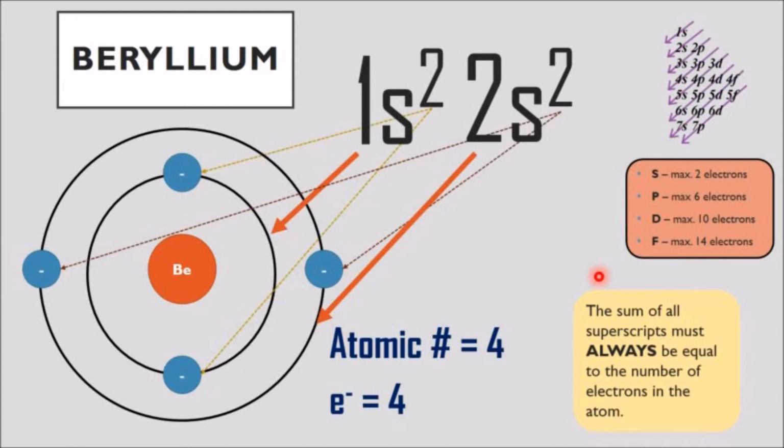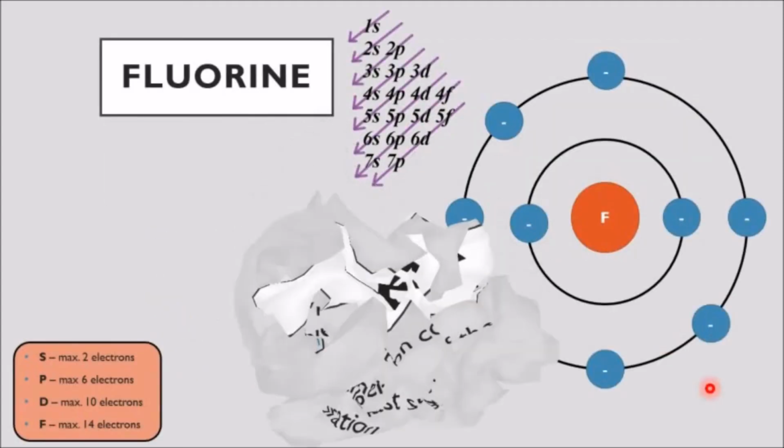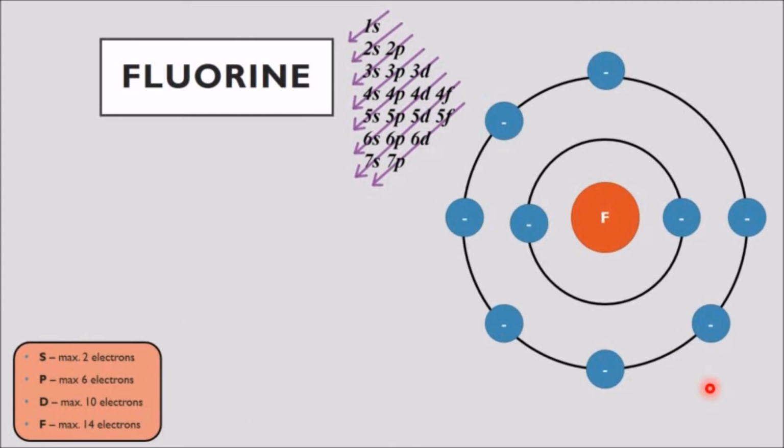Now, it may be confusing for you, but don't worry, like what I have said, we're going to have many examples. So let's try. Write the electron configuration of the given element and then identify the last subshell in the configuration. So let's try writing the electron configuration of fluorine. Fluorine has a total of 9 electrons. By using these guides, kindly write the electron configuration of fluorine. You may pause this video while you write your answer on your papers.